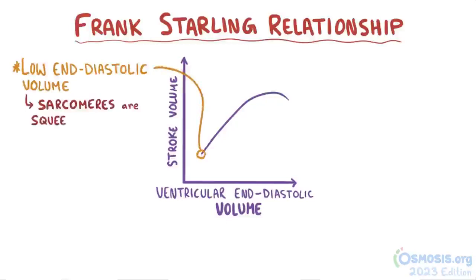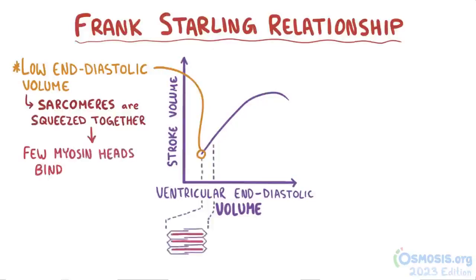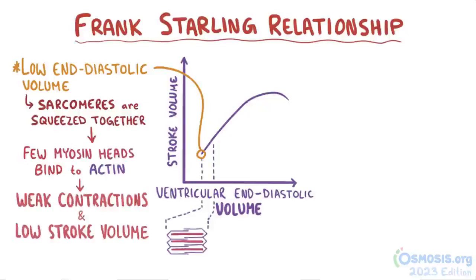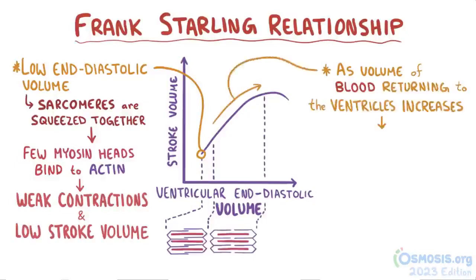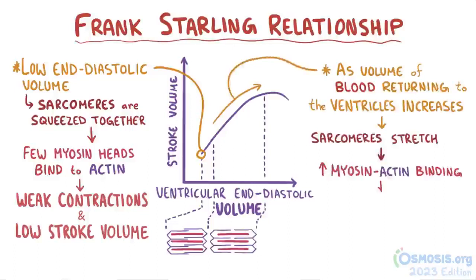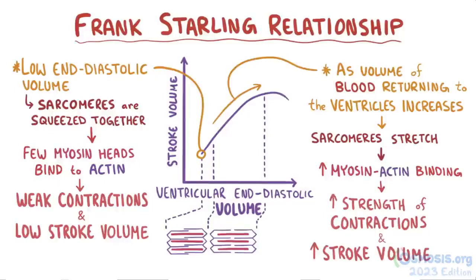So sarcomeres are squeezed together with very few myosin heads binding to actin. This results in a weak contraction during systole and a low stroke volume. As the volume of blood returning to the ventricles increases, sarcomeres stretch, and there's more myosin-actin binding, so a greater strength of contraction is achieved and stroke volume rises.